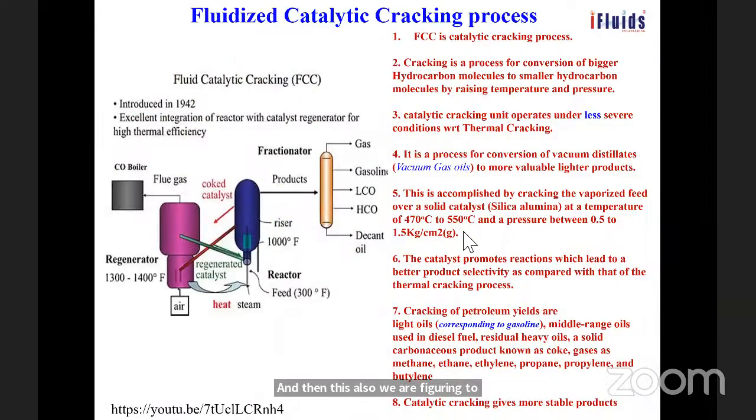Now we are coming to the fluidized catalytic cracking process. This is one of the main processes in the refinery. Here also, the bigger molecules are broken into smaller ones in the presence of a catalyst, which is in a fluid state. Though it is a solid, as it moves, it behaves like a fluid. That's why it is called fluidized catalytic cracking. And at a high temperature, the reaction takes place there. So it's a catalytic cracking process.